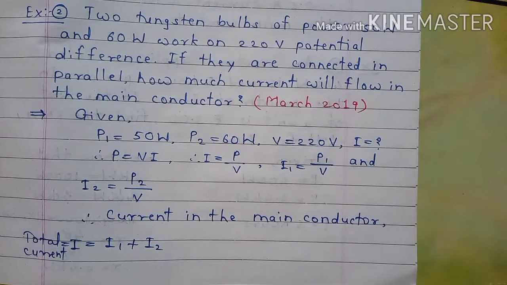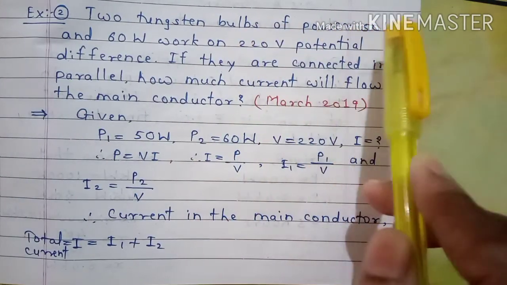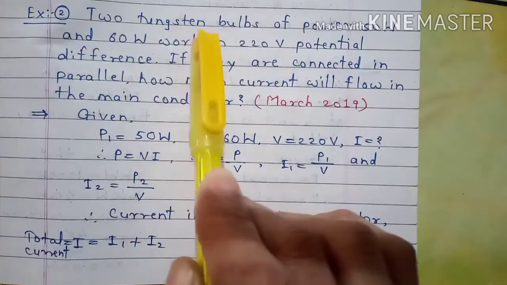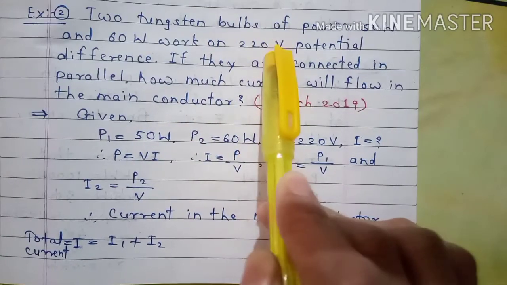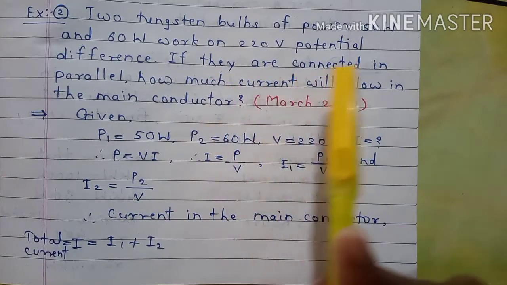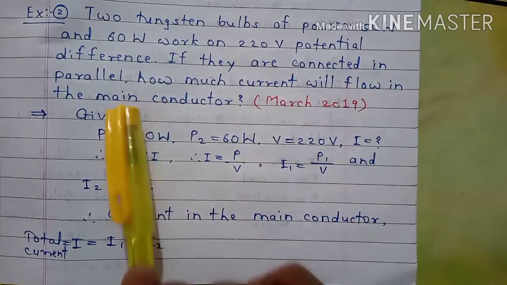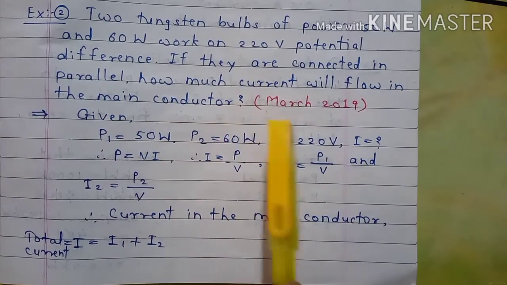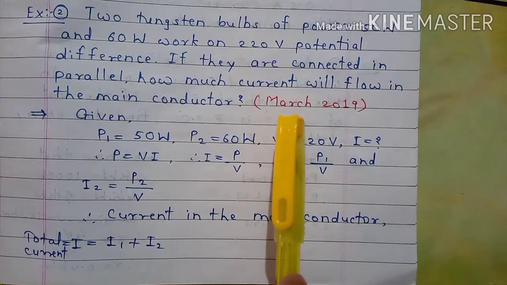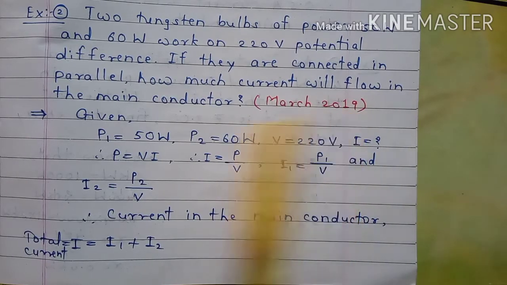Now next example we are going to see, that is second example. Two tungsten bulbs of power 50 watt and 60 watt work on 220 volt potential difference. If they are connected in parallel, how much current will flow in the main conductor? This example was asked in March 2019 in board exam, children. So we will see how to solve this example.